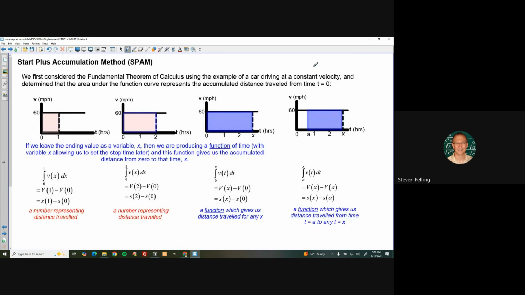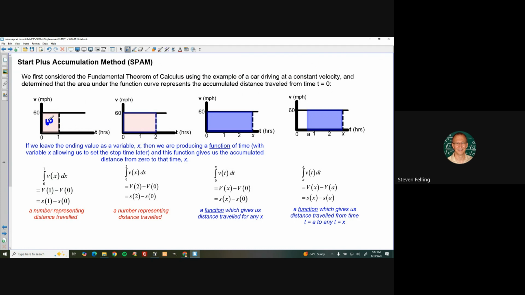All right, so when we first considered the Fundamental Theorem of Calculus, we were using the example of a car driving at a constant velocity, and we determined that the area under the function curve represented the cumulative distance traveled from time t equals 0 to the time when we stop driving. If we leave the ending value as a variable, then we can produce a function of time. If you take the integral of the velocity, the area under the curve from 0 to 1, you're taking the antiderivative of velocity and plugging in 1, minus the antiderivative at 0, and that's really the distance at 1 minus the distance you started. So that's a number. It represents the number of miles traveled.